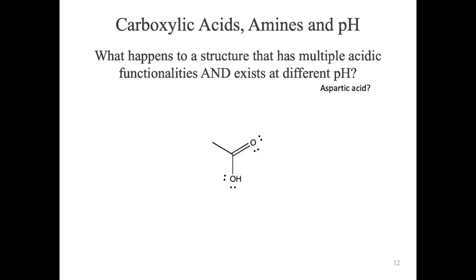So, carboxylic acids, amines, and pH. What happens if a structure has multiple acidic functionalities and exists at different pHs? Okay, so the first thing we'll do is let's just switch that up, keep it simple. What would happen to this structure at different pHs? If I'm at a pH of 1, what do you guys think? It's going to look like that. I think you're going to end up with a diol.